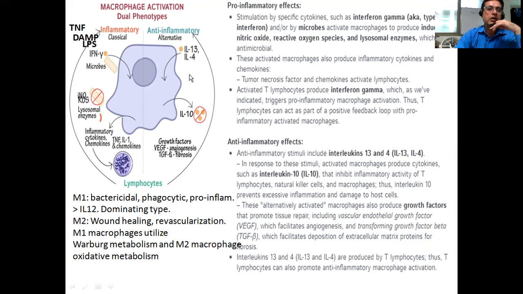So that was about the macrophage activation, and if you are interested in PAMs and other things, you can find the same material that I have already shared on those things.